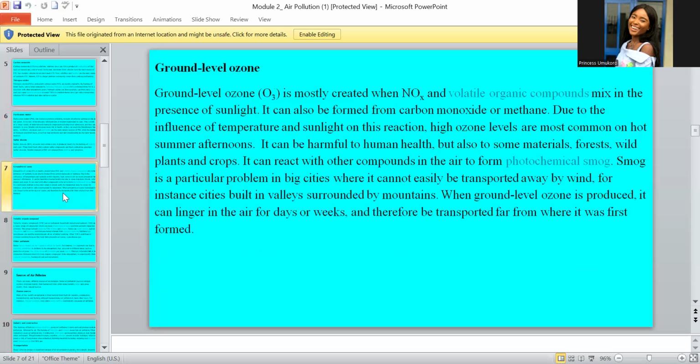Another type is ground level ozone. Ground level ozone is mostly created when NO and volatile organic compounds mix in the presence of sunlight. It can also be formed from carbon monoxide or methane. It can be harmful to human health, but also to some materials, forests, wild plants, and crops. It can also react with other compounds in the air to form photochemical smog.